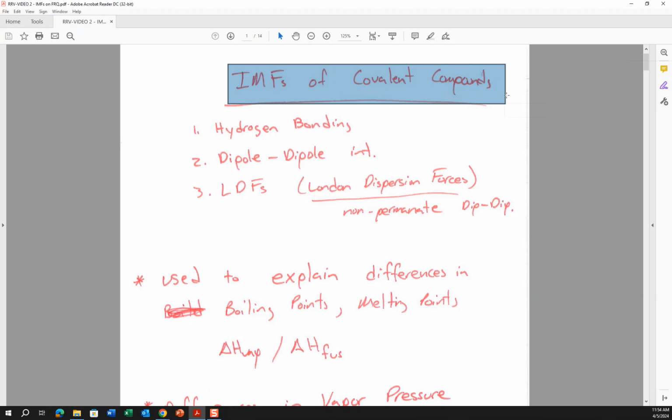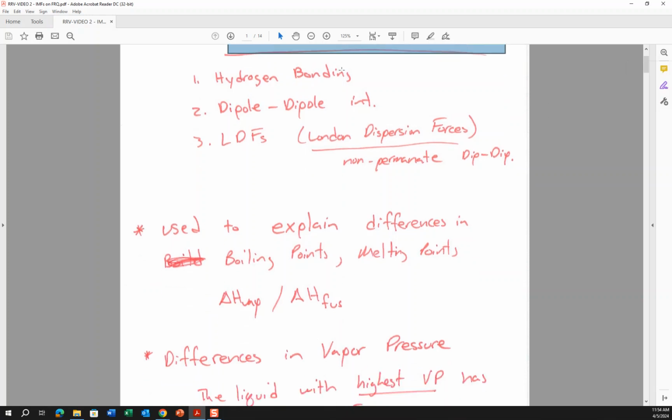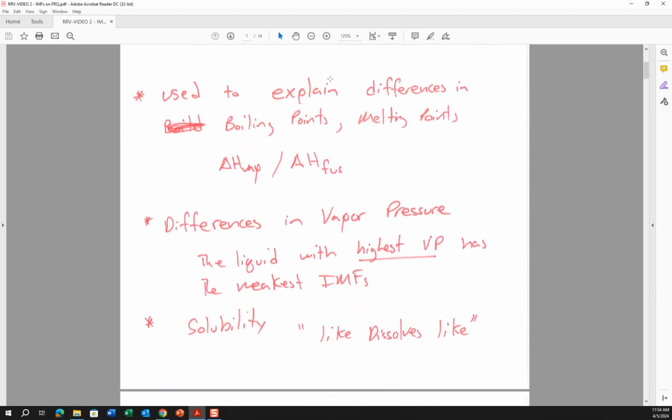And we're going to discuss them in terms of how questions about intermolecular forces show up on the free response portion of the AP exam. Just reviewing, when are you going to have to invoke IMFs or compare them? Usually when you're talking about the differences between boiling points and melting points, right? But that could come in the form of molar heats of vaporization and molar heats of fusion.